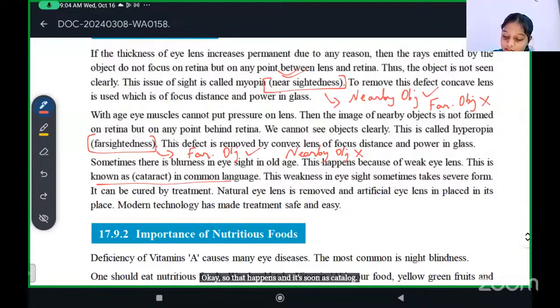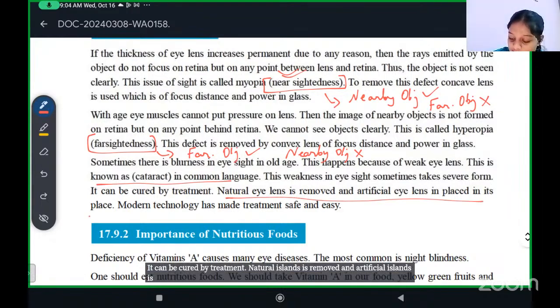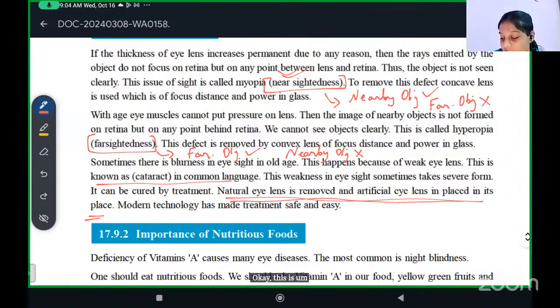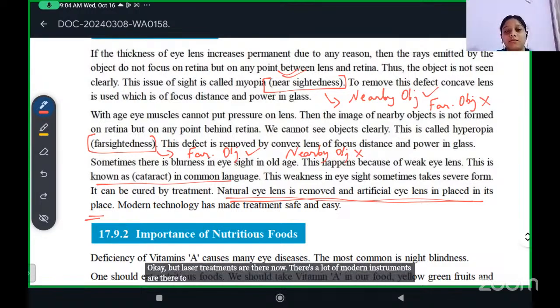It takes a severe form sometimes. It can be cured by treatment. The natural eye lens is removed and an artificial eye lens is placed in its place. This surgery happens in a matter of minutes and it's quick and painless. Like, laser treatments are there nowadays. A lot of modern instruments are there to make it harmless.